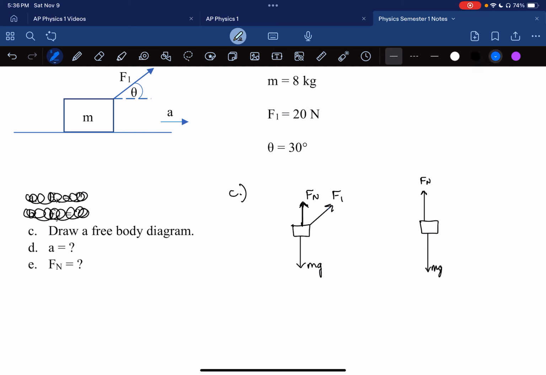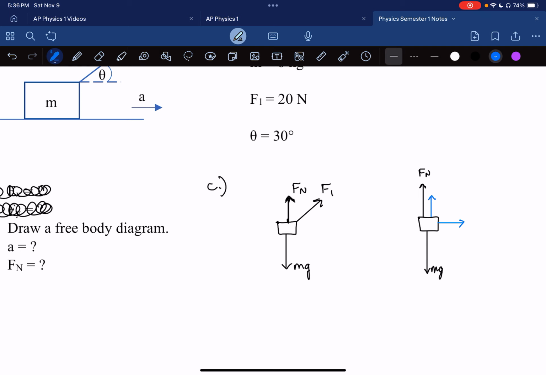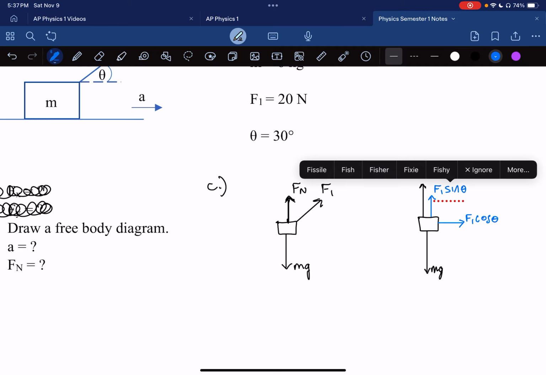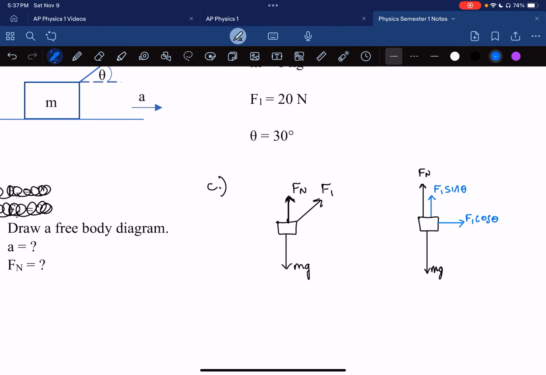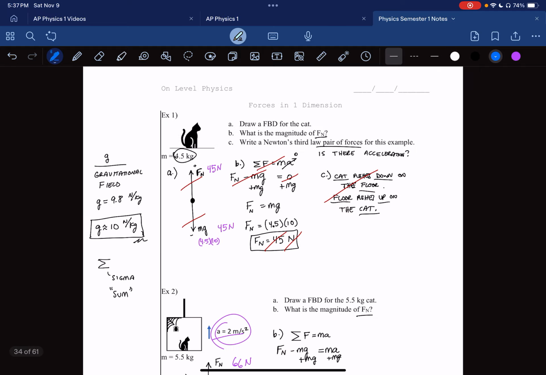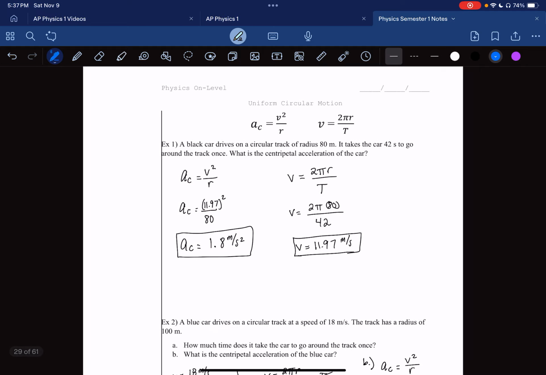If you notice that F1 is going up and to the right, we're going to break it up into those components. We're going to have an upward one, and we're going to have a rightward component, right? Because it's kind of pulling it up and it's kind of pulling it off to the right. Now, in this case, this will be F1 sine theta, and this one will be F1 cosine theta. And I'm going to go back a couple of lessons to show you that we've done this before.